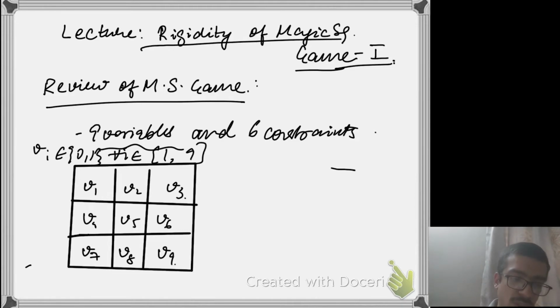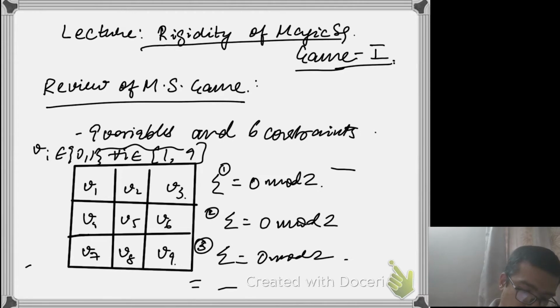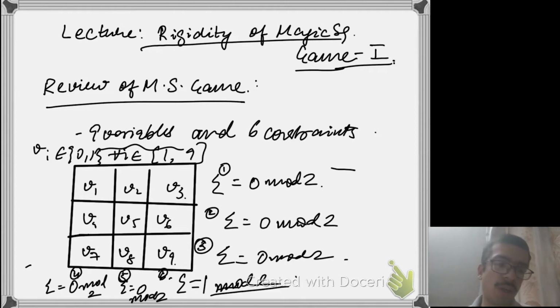And then we have 6 constraints. The first one, constraint number 1, is that the first row sums to 0 modulo 2. The second row also sums to 0 modulo 2. The third constraint is that the third row sums to 0 modulo 2. And we also have these constraints for columns. The first 2 columns each sum to 0 mod 2. But then the final constraint on the third column is that it sums to 1 modulo 2.